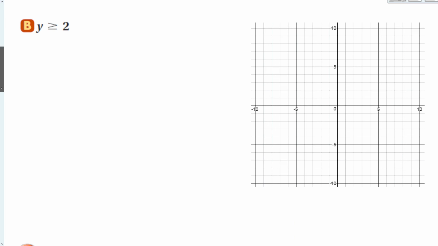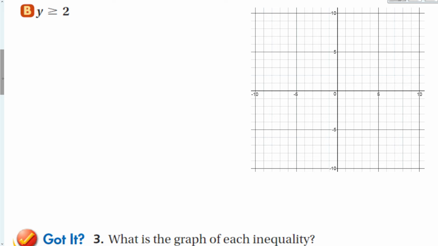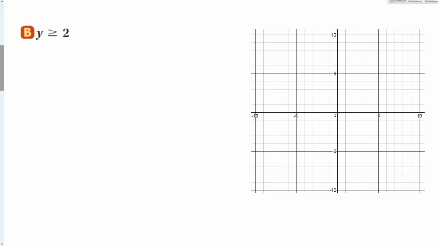This works also with y is greater than or equal to -2. So the boundary line is y is equal to 2. If y is equal to 2, there's (0, 2), (1, 2), (2, 2), (3, 2), (4, 2), and you can see we're going to get a horizontal line. And now, because it says or equal to, I'm going to make a solid line.